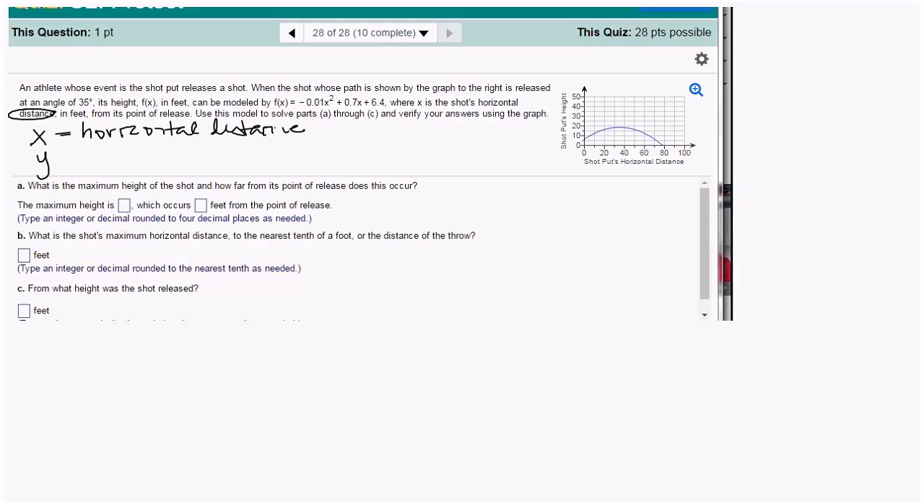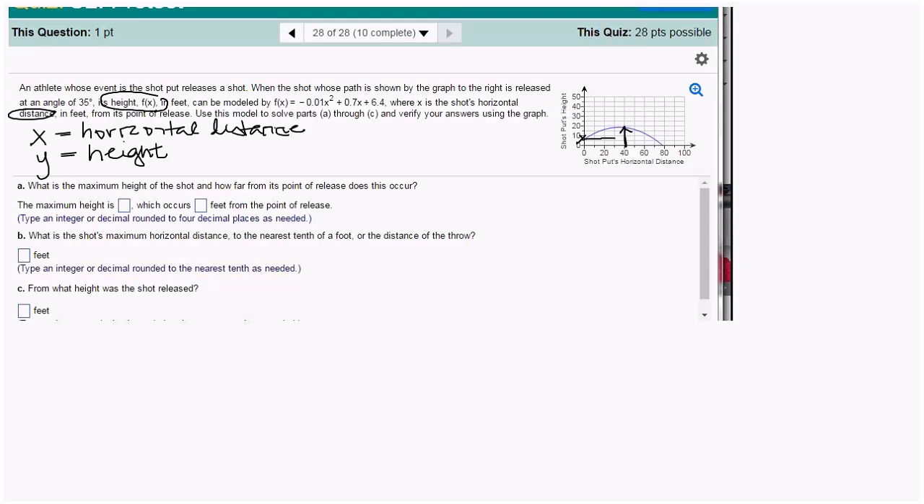My pen's not working that great as usual. And y, they say right here, is the height. So knowing that x is going to be the horizontal distance from how far it is from the release point, and y is going to be my height, then if they give me one of those variables as data, I can solve for the other by putting them into the equation.